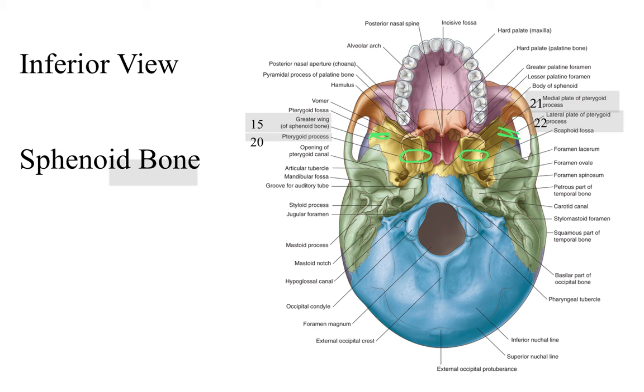All right, so we have two parts to that pterygoid process. We have the medial plate, which is right here, and then the lateral plate, which is right here. And on this side, medial plate, lateral plate.